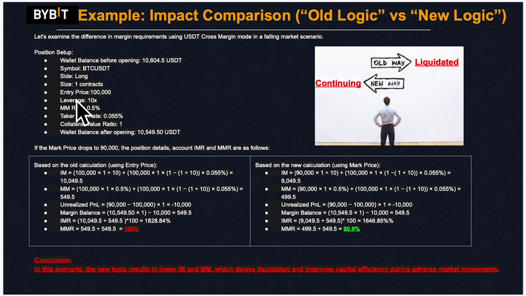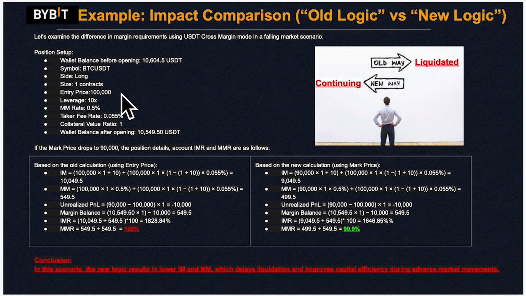Then you can see the entry price. Let's assume you are entering the trade at $100,000. The leverage you pick, let's say, is 10x. The maintenance margin rate is 0.5%, and the taker fee rate is 0.055%. If your collateral value is 1, then after you open that trade, you have $10,549.50 USDT. That's the amount you have for that trade.